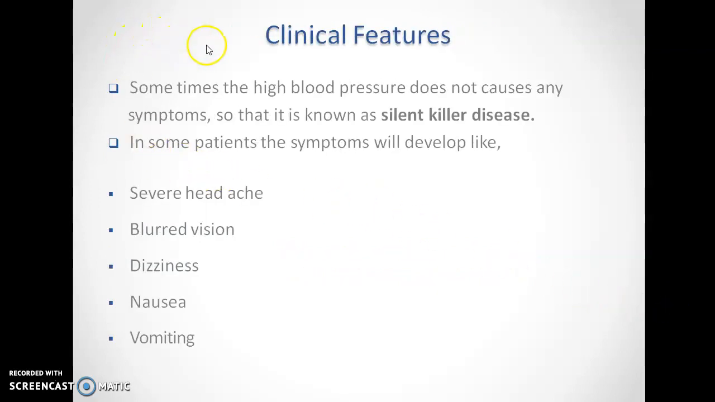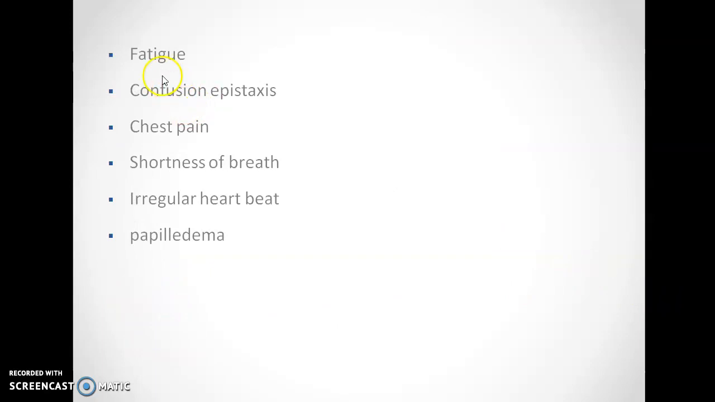So, what are the clinical features of hypertension? Sometimes the high blood pressure does not cause any symptoms, so it is known as silent killer disease. In some patients, the symptoms will develop like severe headache, blurred vision, dizziness, nausea, vomiting, fatigue, confusion, epistaxis, chest pain, shortness of breath, irregular heartbeat, and papilledema.